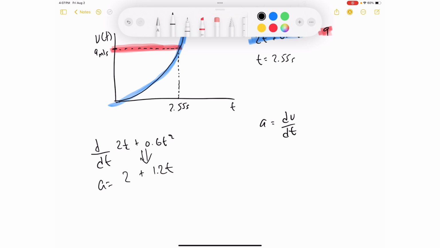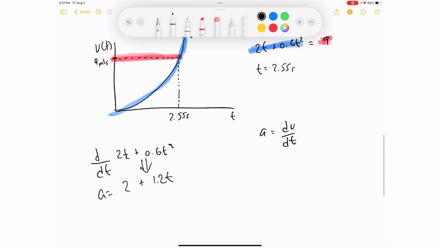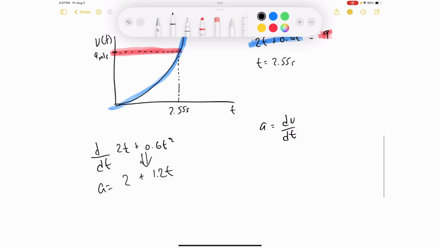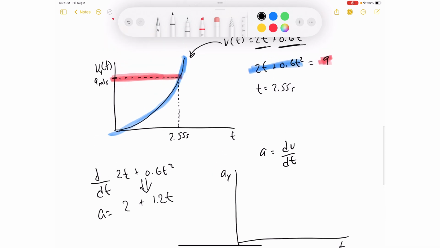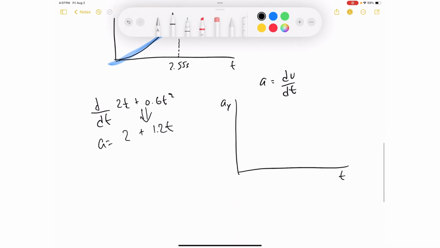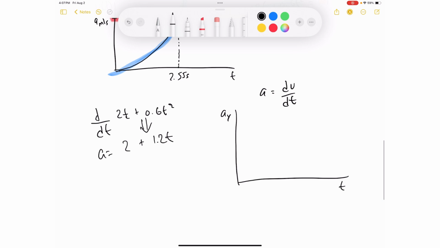Now what you could do, if you wanted to, is plot this out. You could say, okay, I have my velocity versus time. Now let's do acceleration versus time. So this is time, this is acceleration, and this is in the y direction, right? This is in the y direction because we're only going up and down. Okay, so if you were to plot this guy, it looks like right here. So it starts at 2, that's what the 2 is. That's your constant. And then 1.2t, that's just a straight line, okay?